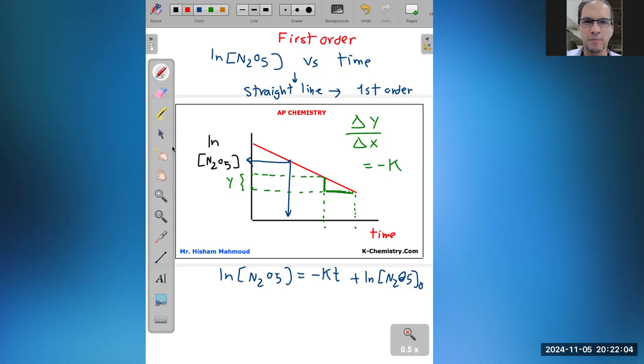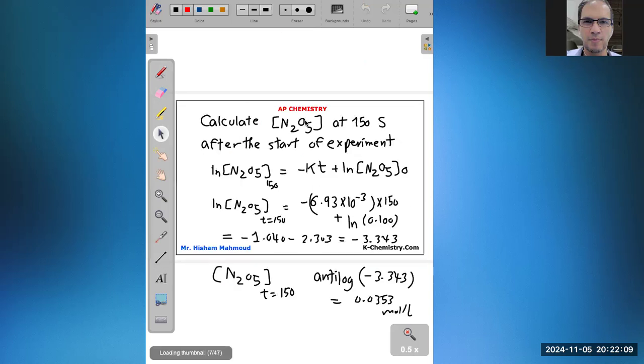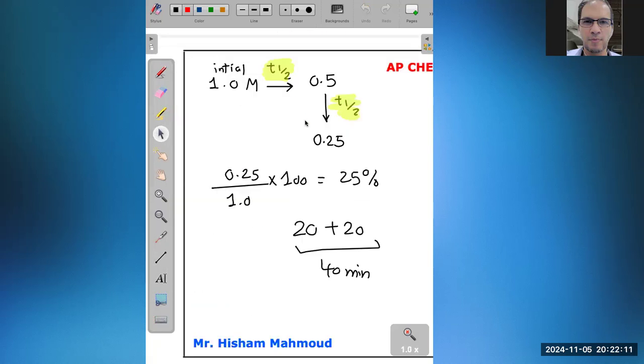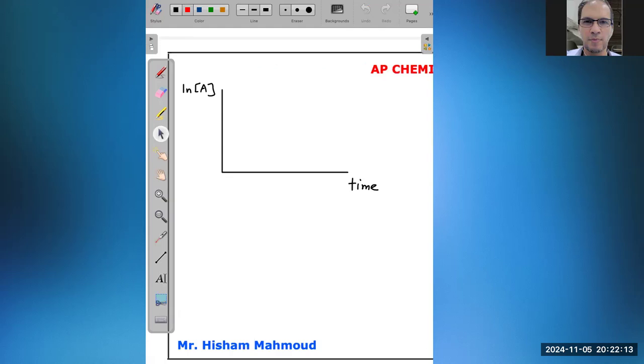In second order and zero order, it will not make the same curve. It will make a curve only if I make the curve between this time. I will not make it between ln A and time. In this case, I will make the graph between 1 over A versus time. 1 over A versus time. And it will make a straight line, and I'll show you the graph also now.